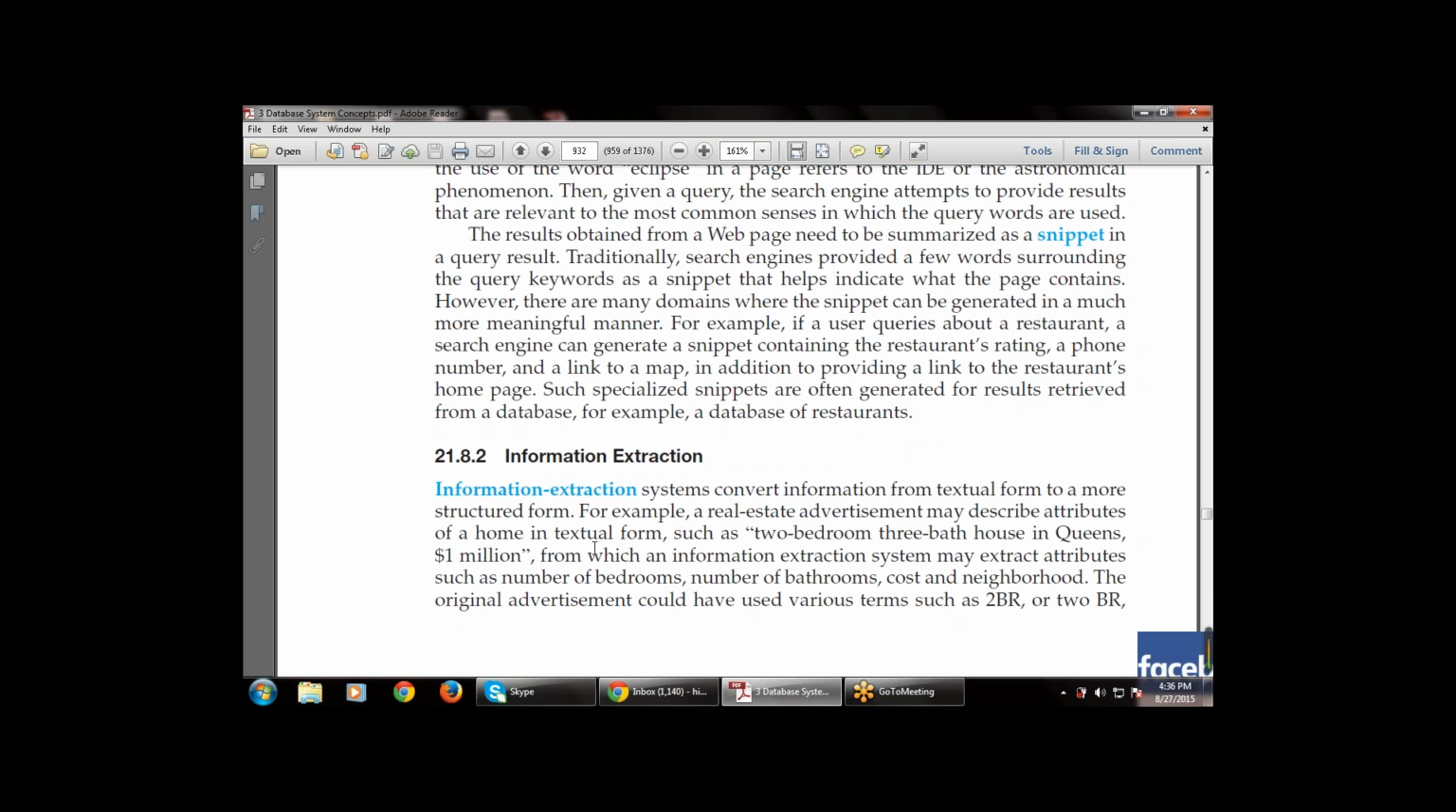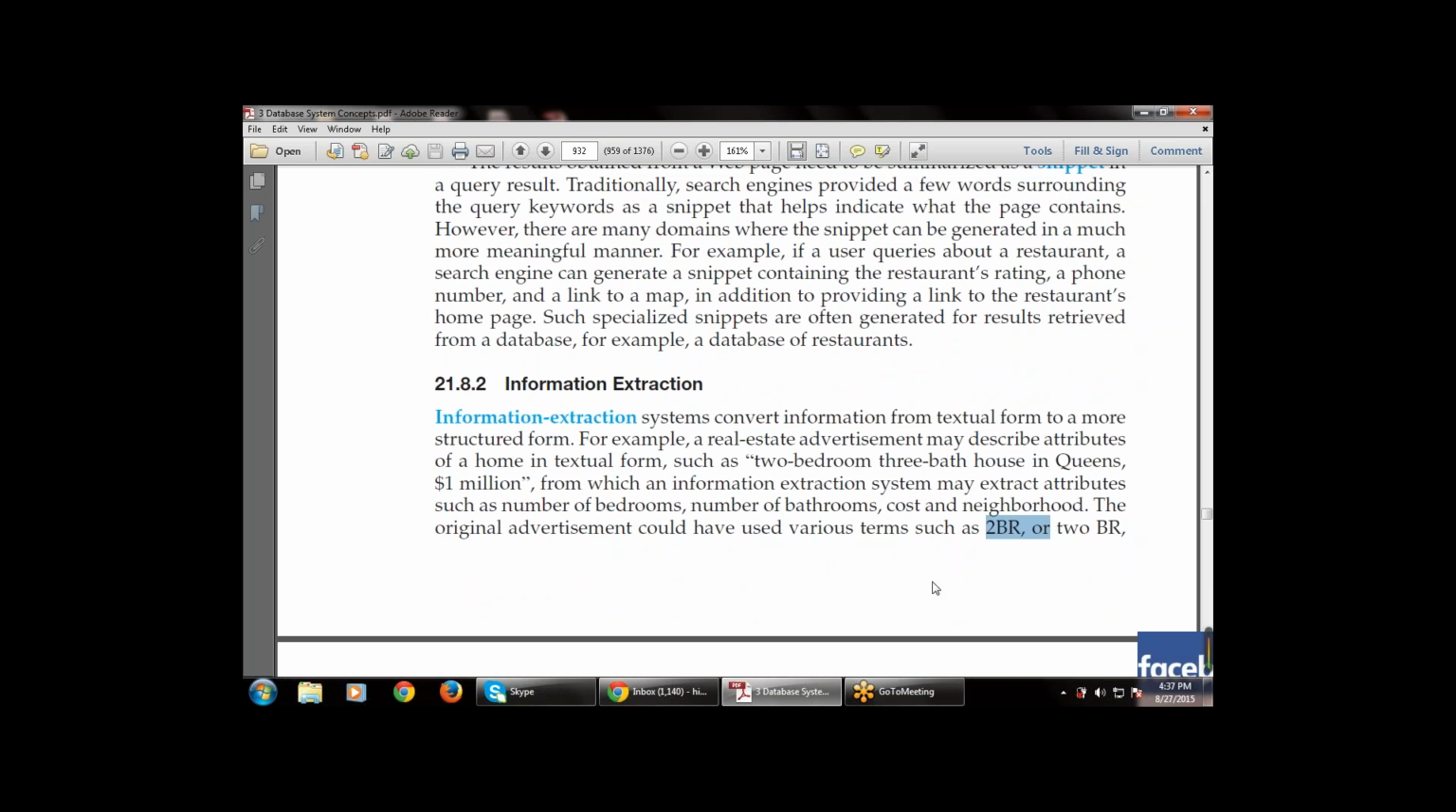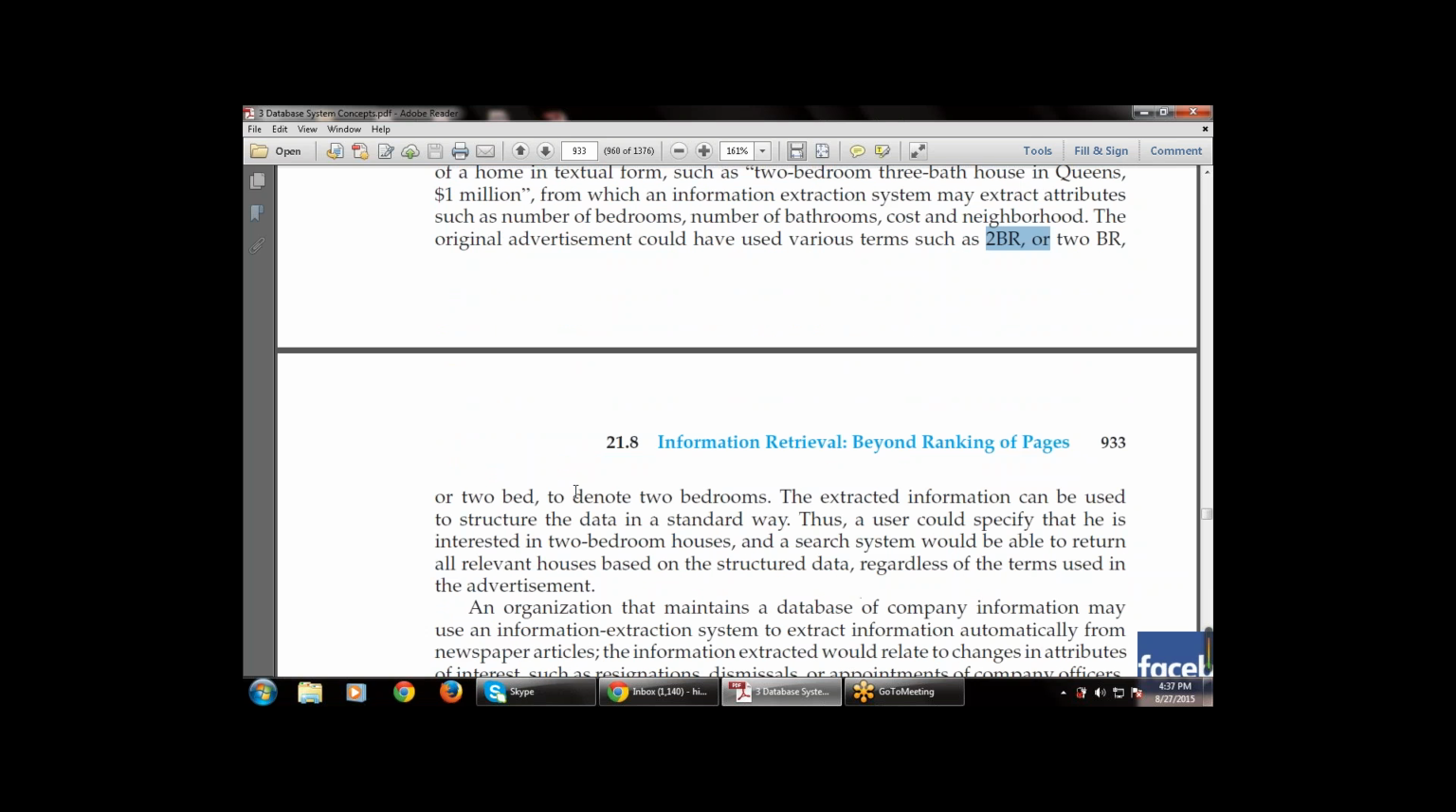Consider a real estate advertisement that describes the attributes of a home in textual form, such as a 2 bedroom, 3 bath house in Queens. From this, an information extraction system extracts attributes such as the number of bedrooms, number of bathrooms, cost and neighborhood. The original advertisement can use various terms such as 2BR or 2 bed to denote 2 bedrooms, and this is used to structure the data in a standard way.